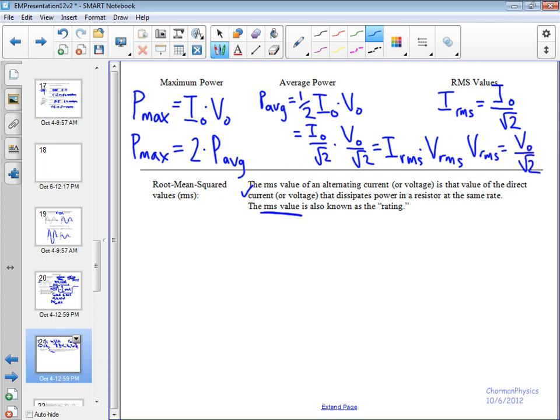Again, this is based on the fact that these root mean square values are the same values that we would get if we were analyzing a direct current circuit using that same amount of power.